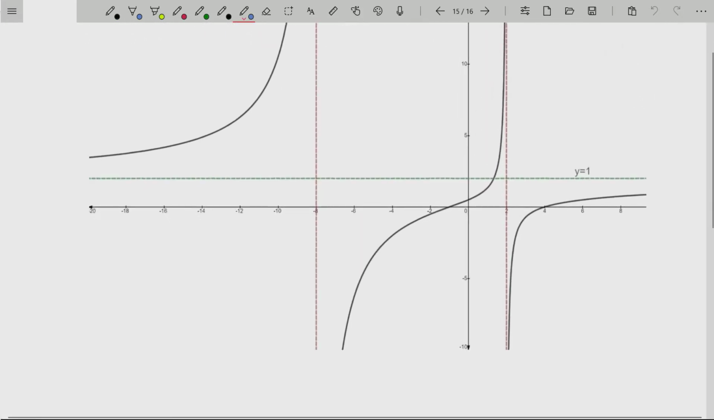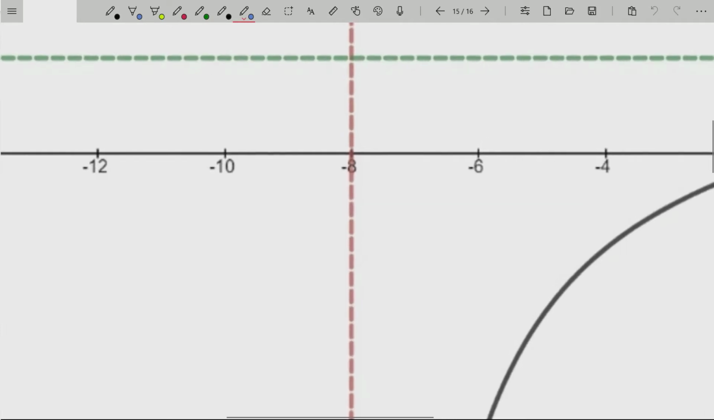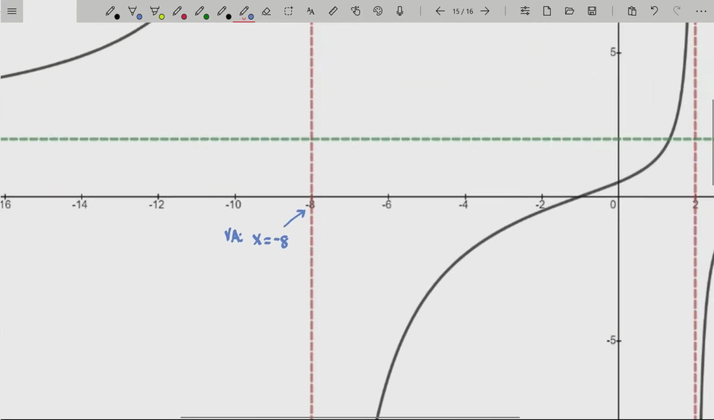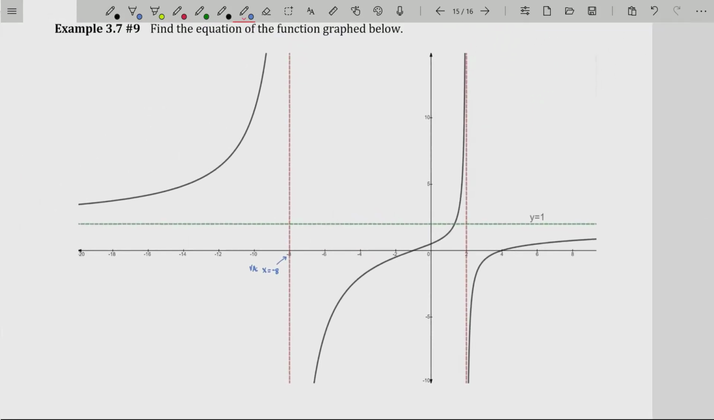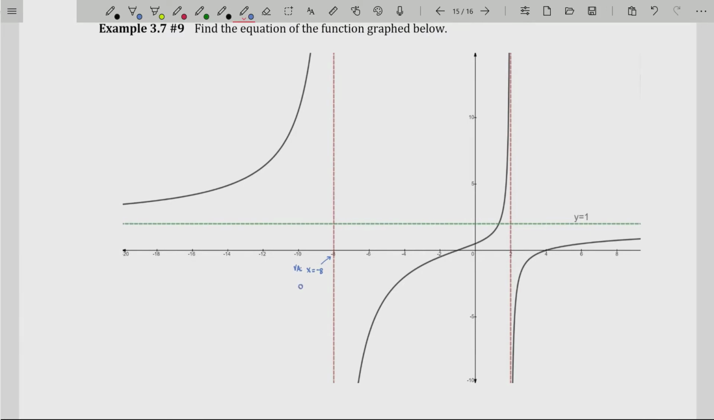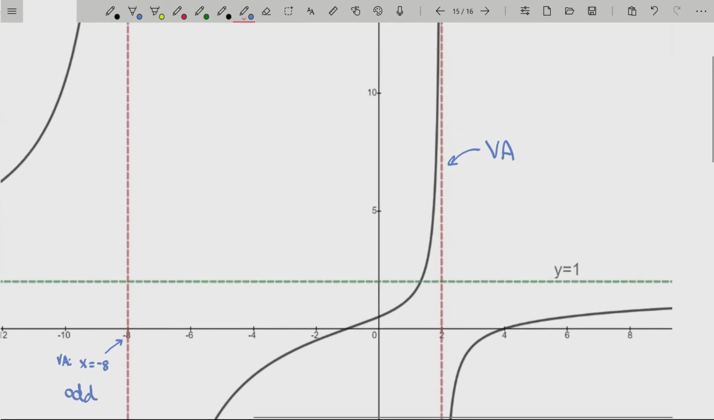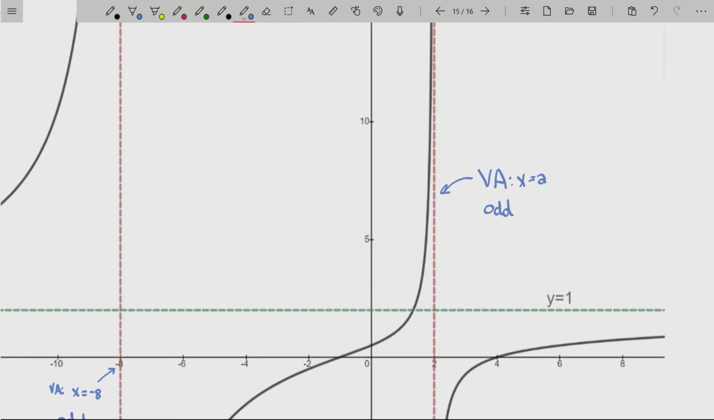Well, they've given us almost everything we need. If you zoom in, you see that we have a vertical asymptote at x equals -8. And if you zoom out, you'll see that's odd multiplicity, right? The behavior on either side of that vertical asymptote is opposite, so I know that's odd multiplicity. The other vertical asymptote is also odd multiplicity, and that occurs at x equals 2. Again, that's odd. The y equals 1 is the horizontal asymptote.